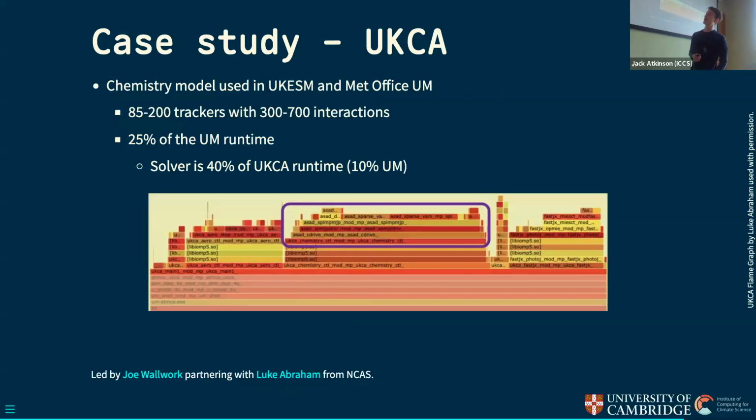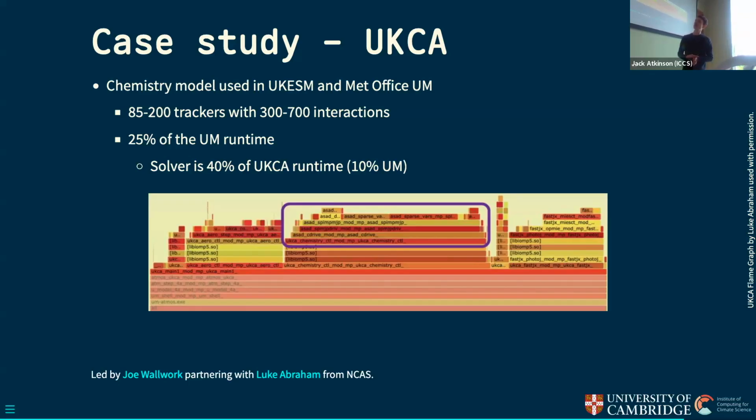I'll mention a case study that's related to online training. So I've worked quite a bit on UKCA, which is the UK's chemistry and aerosols model, that's used by the Met Office. It's also used in UK ESM, which is the UK's Earth system model that contributes towards these CMIPs that we mentioned before. It has a whole load of different tracers, I should say tracers rather than trackers, between 85 and 200, which are different chemical species in the atmosphere, and between 300 and 700 interactions between those. So it accounts for a lot of chemistry that happens in the atmosphere.